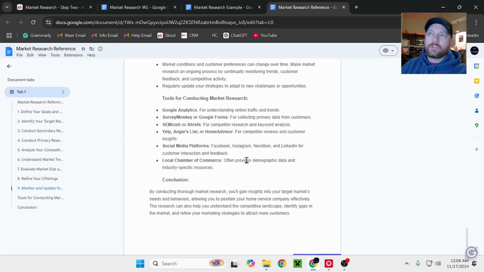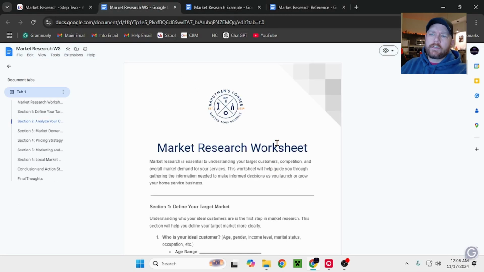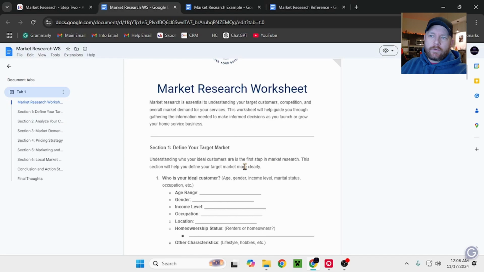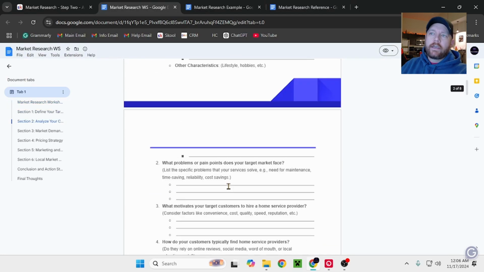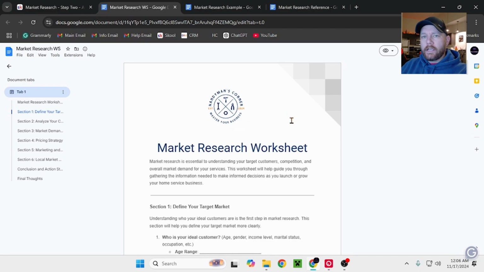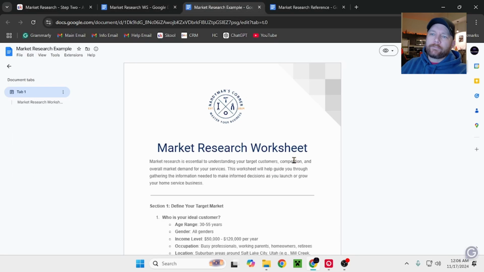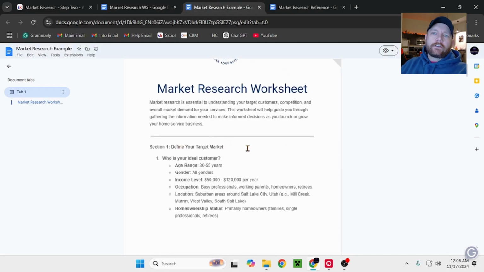Okay, so now we're going to switch over and I'm going to show you my example of filling out the market research worksheet. So again, just so you see, this is the worksheet. Just like all the other ones, it's got the blanks. Just go through, fill it all out after you get all this done. I'm going to show you kind of what my ideas are for this lawn care company, and then you can apply those to yours.